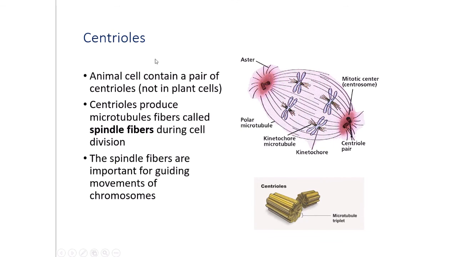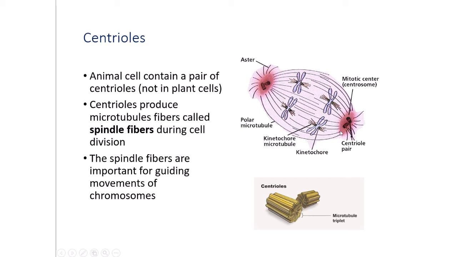In animal cells, there are also going to be a pair of organelles called the centrioles. These centrioles are only found in animals and not plant cells. And what they do is they actually produce microtubule fibers called spindle fibers. These spindle fibers are only going to be created when the cell is dividing. And we will learn more about this process in lecture 7 or 8, I think.